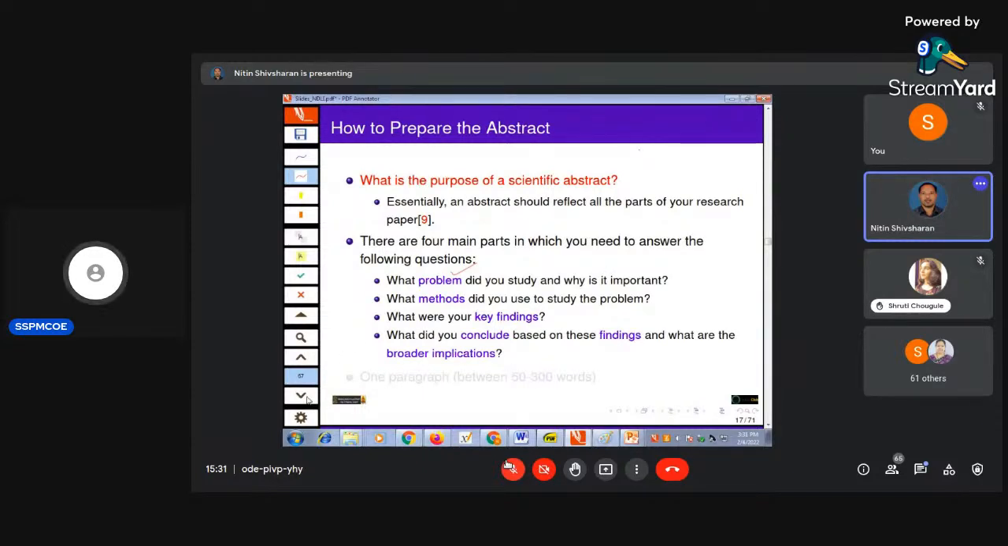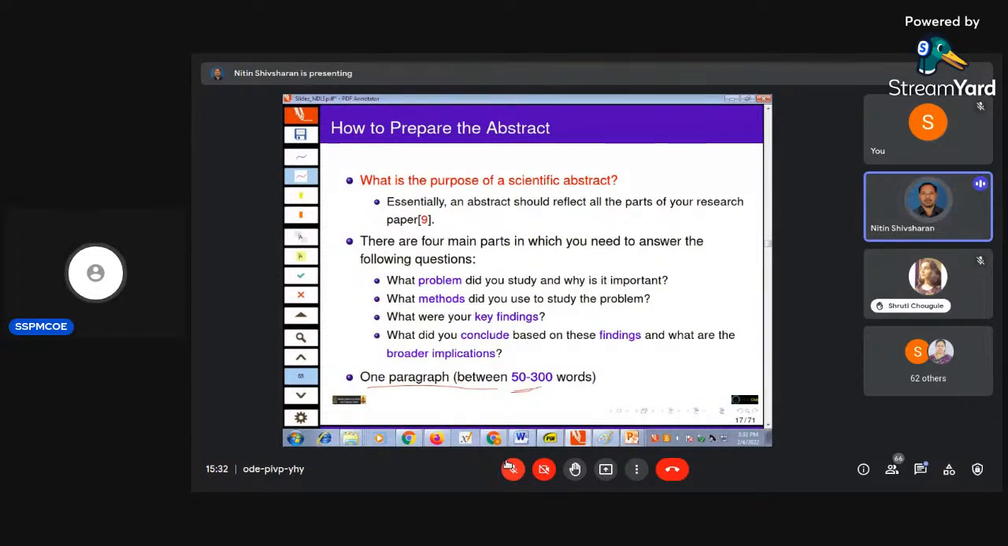Once you have answered all these things, you have to keep to a word limit for the answers to all these questions. It should not be 2 or 3 pages. An abstract should not be 2 or 3 pages. It should be one paragraph of between 50 to 300 words.